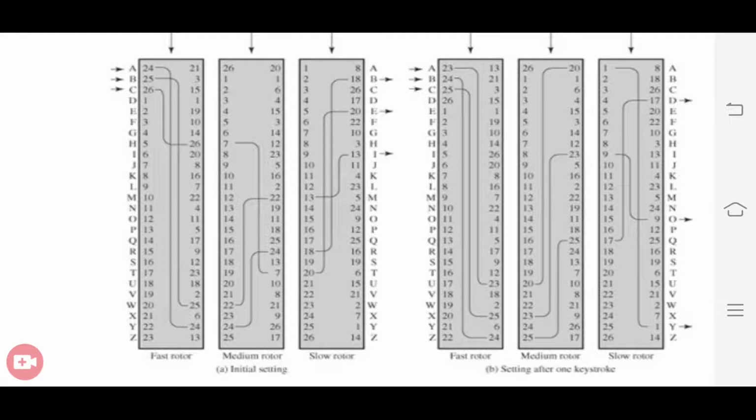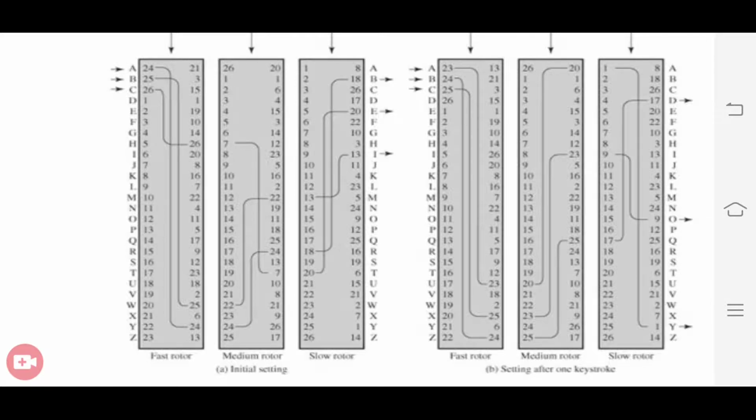Each cylinder has its own 26 input pins as well as 26 output pins. Clear? And they are internally connected. All the cylinders are internally connected. That means the output pin of the first cylinder is connected with the input pin of the second cylinder, and the output pin of the second cylinder is connected to the input pin of the third cylinder.